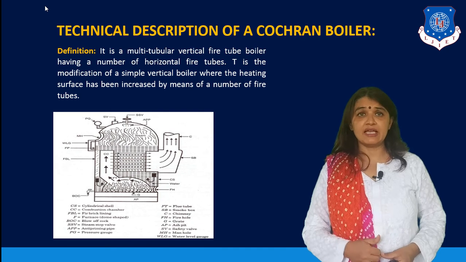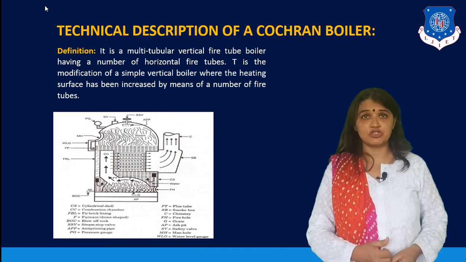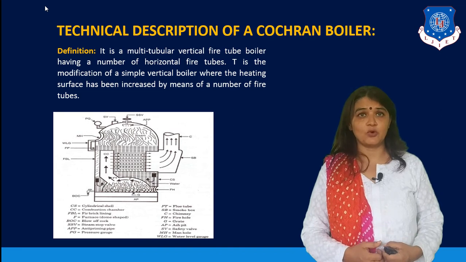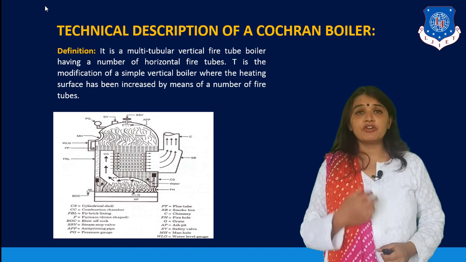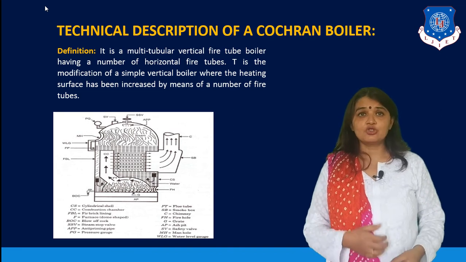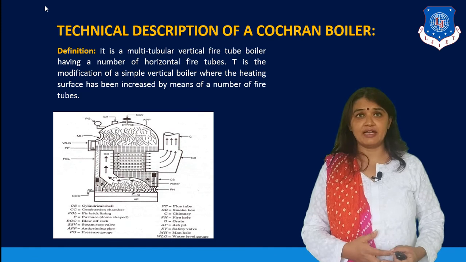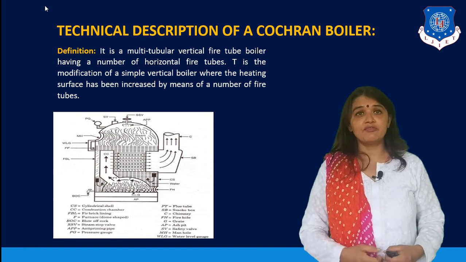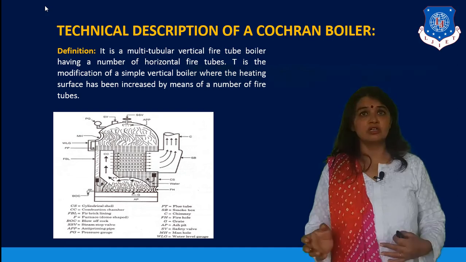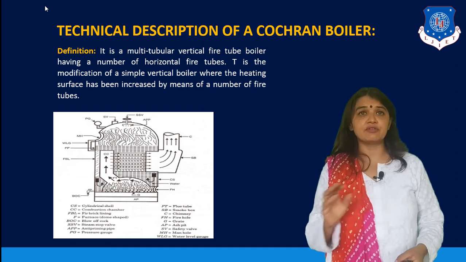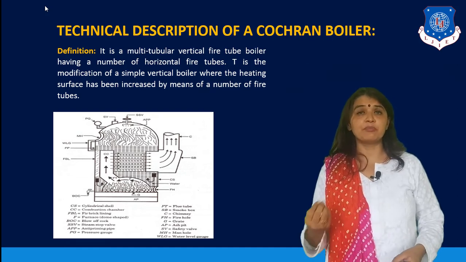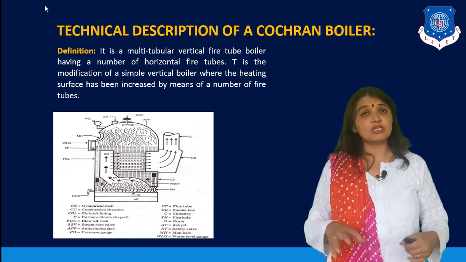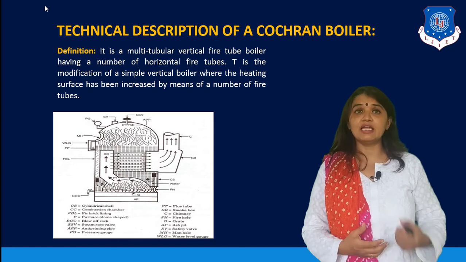So we will first see an example of technical description of a Cochran boiler, which you may have already studied till now. So first of all, you have to define. So here it has been defined as a multi-tubular vertical fire tube boiler which has a number of horizontal fire tubes and which helps in increasing the surface of the simple vertical boiler. So where the heating surface is increased. So it helps in boiling very effectively.